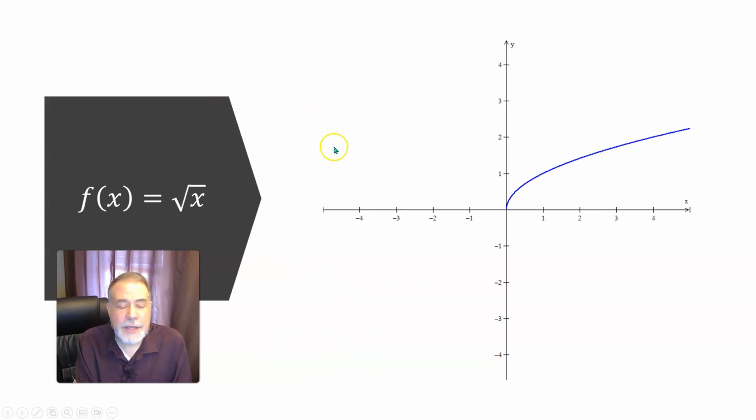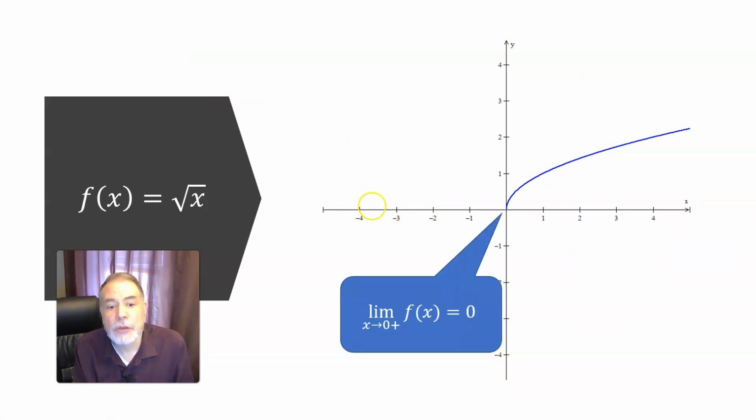So an example of this would be, going back to just the square root of x, we can say the limit as x approaches 0 from the right of f of x is 0. When x is close to but a little bit greater than 0, the square root of x is close to 0.